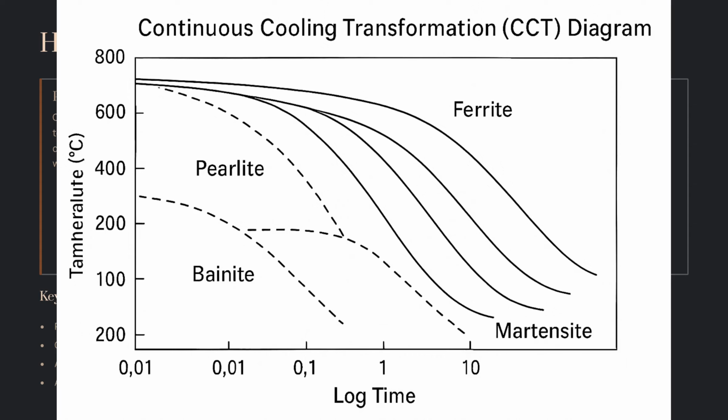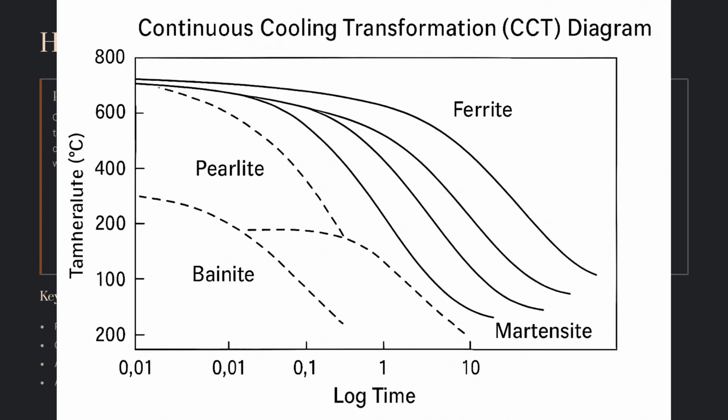Critical cooling rate. On a CCT diagram, the critical cooling rate is represented by the cooling curve that just touches the nose of the pearlite or bainite transformation region without entering it, indicating the fastest cooling rate that still allows for the formation of these softer phases. Any cooling rate faster than this will result in martensite formation.